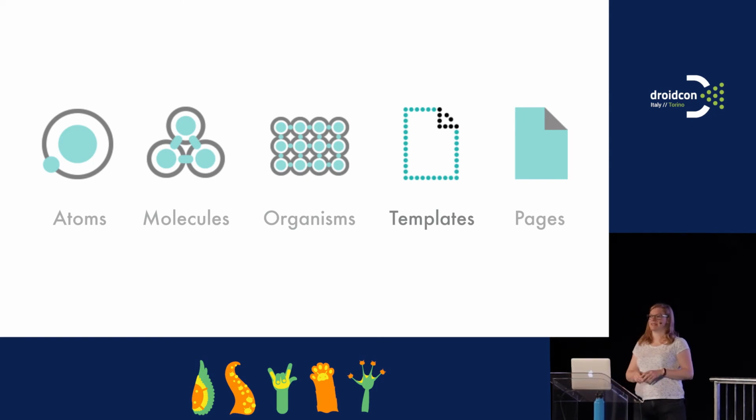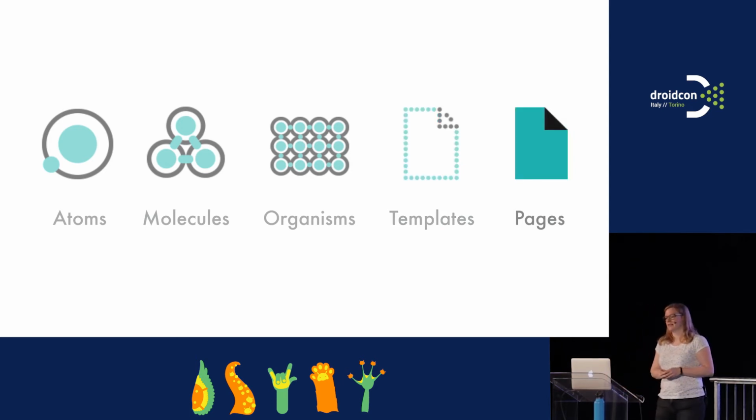Templates. These are essentially the XML layout of your activity. So they're the layouts without any content. And finally, pages. These are the final end result that the user actually sees. So they're the pages with the real content. So from stage to stage, it gets more complex until you actually end up with the final screen.